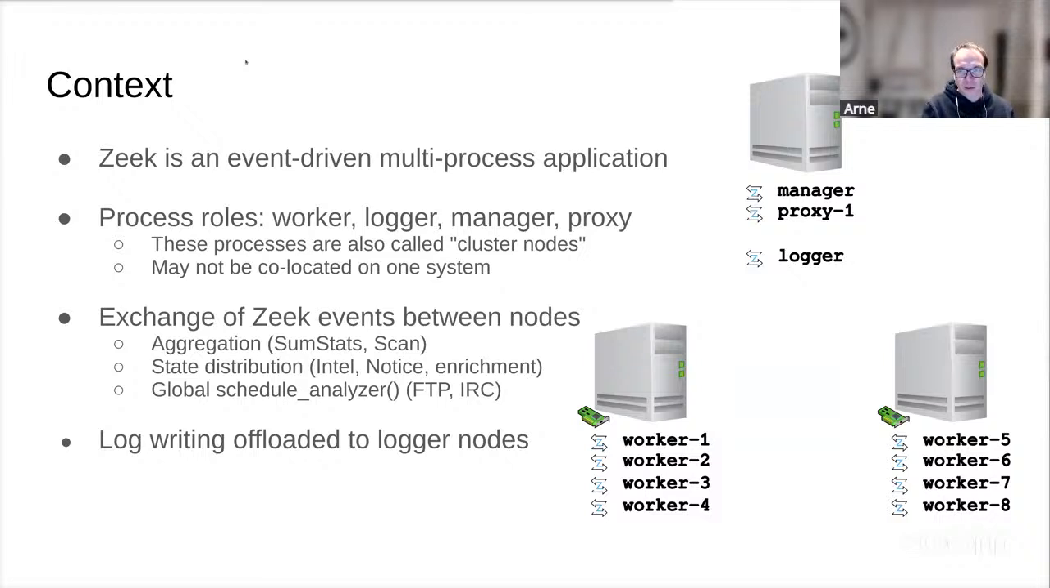I'm mentioning log writing at the bottom. Log writing is separate from Zeek events, but it's also using cluster communications. Workers producing protocol logs would not directly write the log file to disk or send it to some other system, but instead offload it to logger nodes. In that graph here, there's one logger node. There could also be multiple ones. Okay, so that's the context. What the talk is about is sending Zeek events or log writes among cluster nodes.